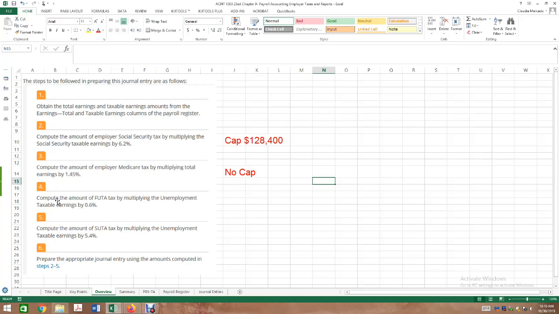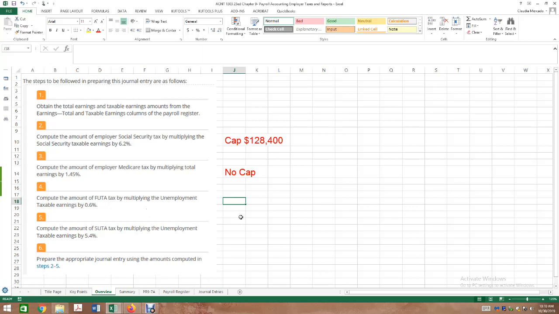So step number 2, you're going to compute the amount of your FUTA tax by multiplying the unemployment taxable earnings by 0.6%. So they're asking you here to calculate FUTA. Now on page 320, they explain how they arrive at the 0.6%.